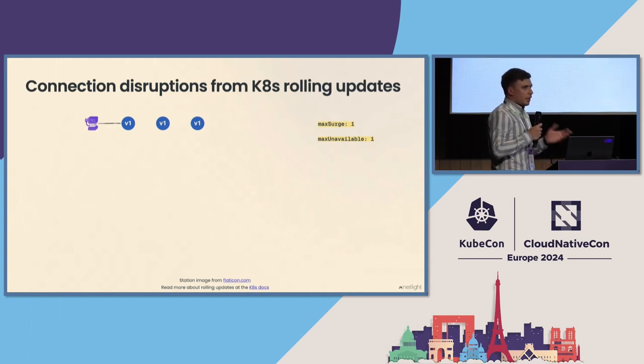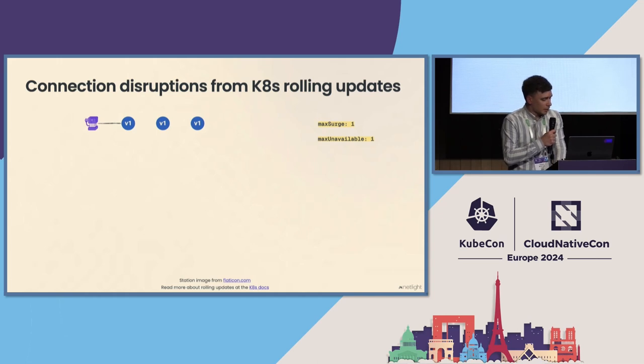Rolling updates are great in most cases, right? They give you zero downtime deployments without basically having to change anything. Yeah? And they are a perfect fit for most applications. However, they are a bad fit for applications sensitive to disruptions like WebSocket Gateway, where we have these long lived connections that we don't want to disrupt. Let's see why.